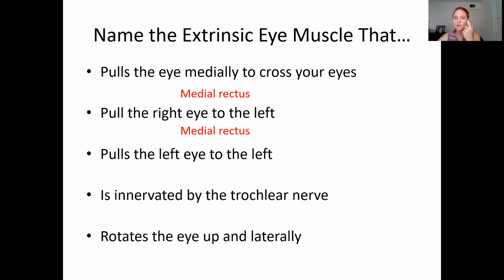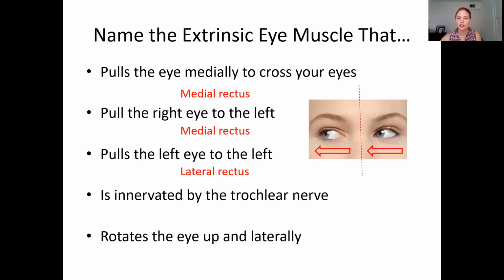But what if I'm talking about my left eye, my left eye looking left? If my left eye is looking left, that means it's not going towards the midline, it's going away from the midline, and so that's going to be the lateral rectus muscle. Notice that which muscle is working depends on which eye when you're looking to the left or to the right. This one's looking towards the midline, that would be the medial rectus muscle. This one's looking away from the midline, that would be the lateral rectus muscle.